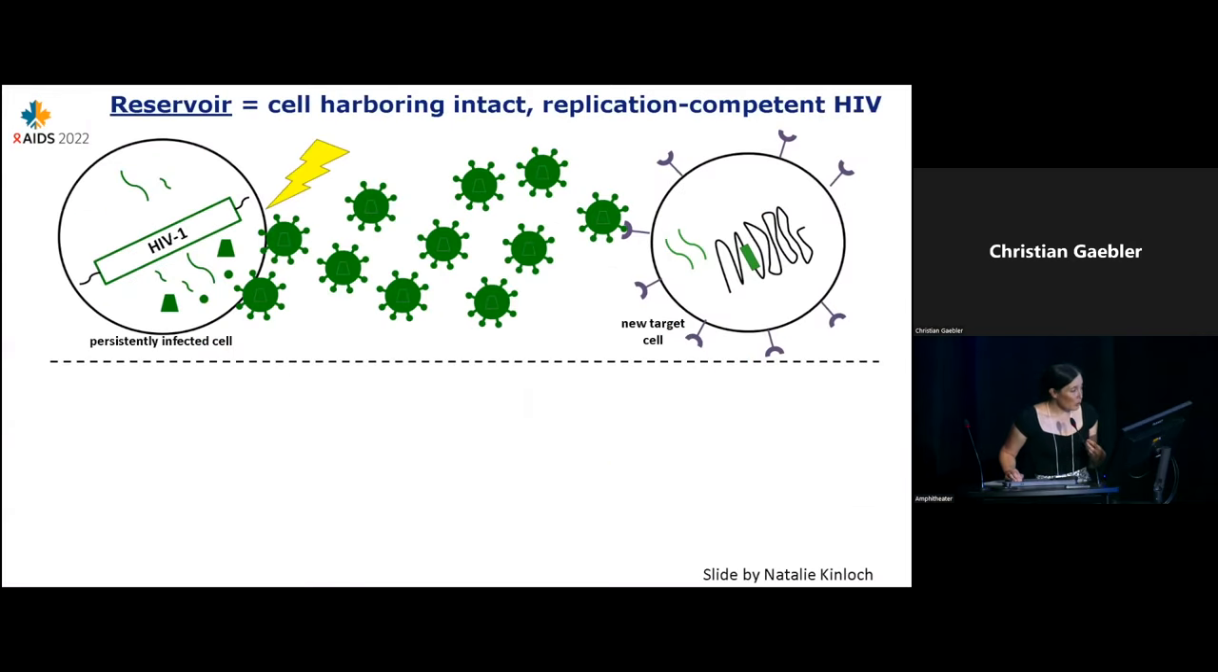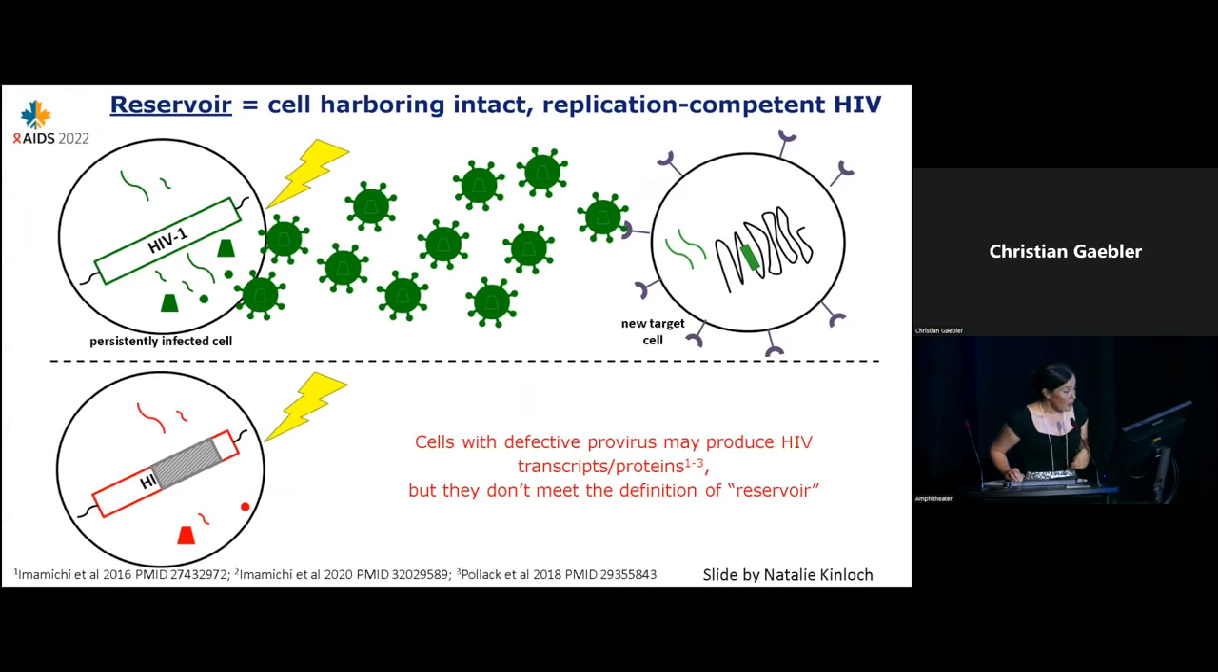When we're talking about the word reservoir, we're talking about a cell that harbors intact, replication competent HIV that's capable of reactivating to produce viruses that can infect other cells. Cells, however, with defective proviruses are not technically part of the reservoir, although they might produce HIV transcripts and proteins, and they might contribute to immune activation.